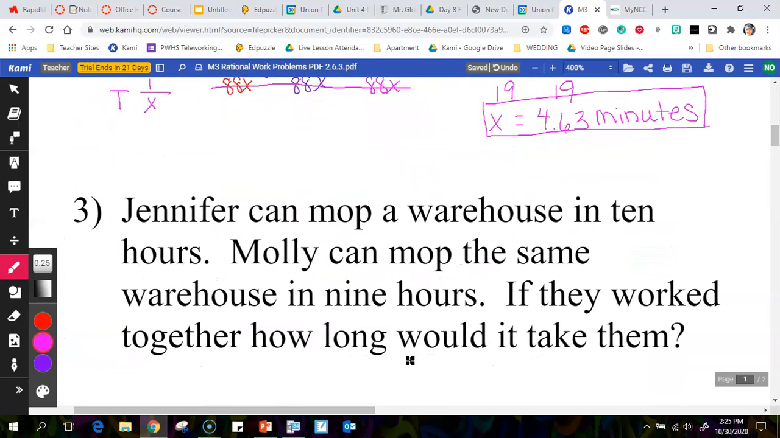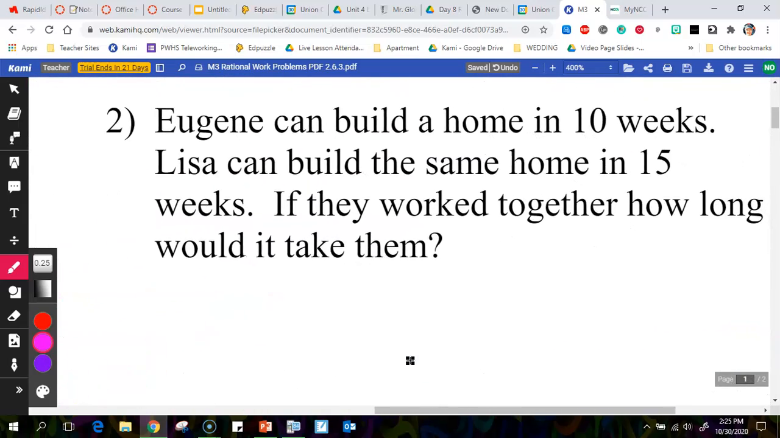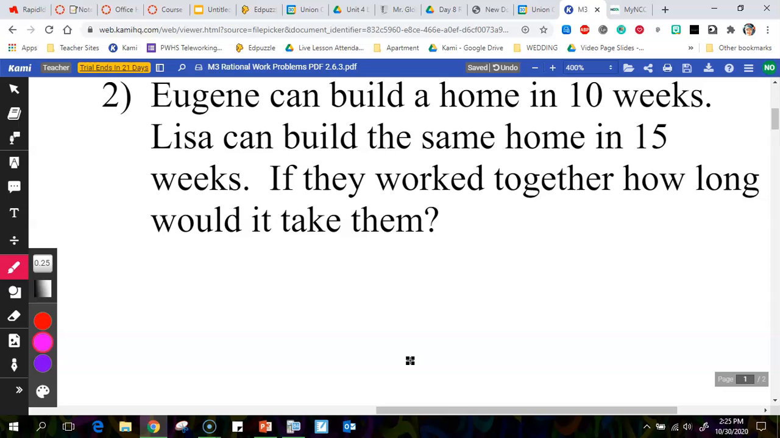Where is number 2? It's over here. Very, very similar problem. It's asking how long would it take them to work together. I'll just use red. Eugene can build a home, which is that one job, in 10 weeks. Lisa can build the same home in 15 weeks. How long would it take them if they work together? So Eugene plus Lisa equals together.